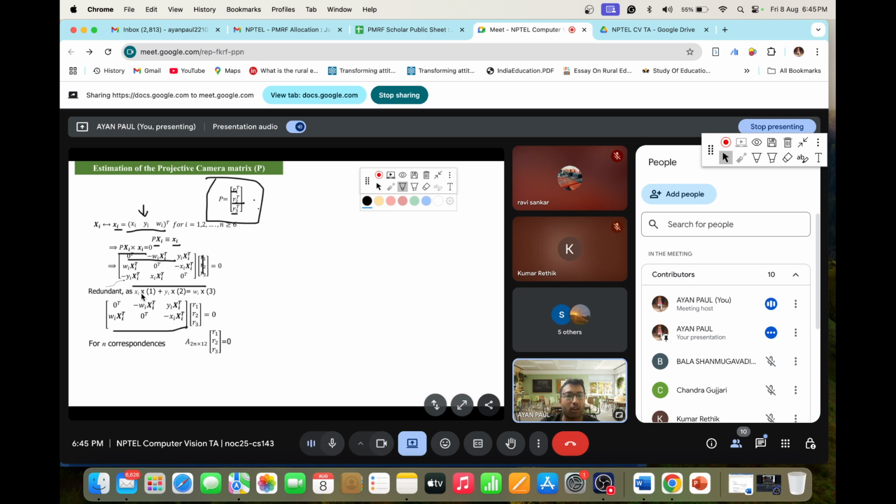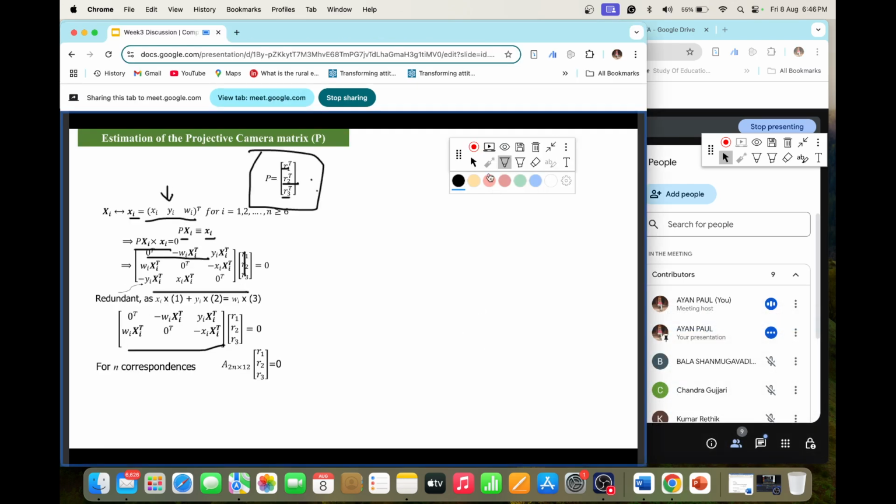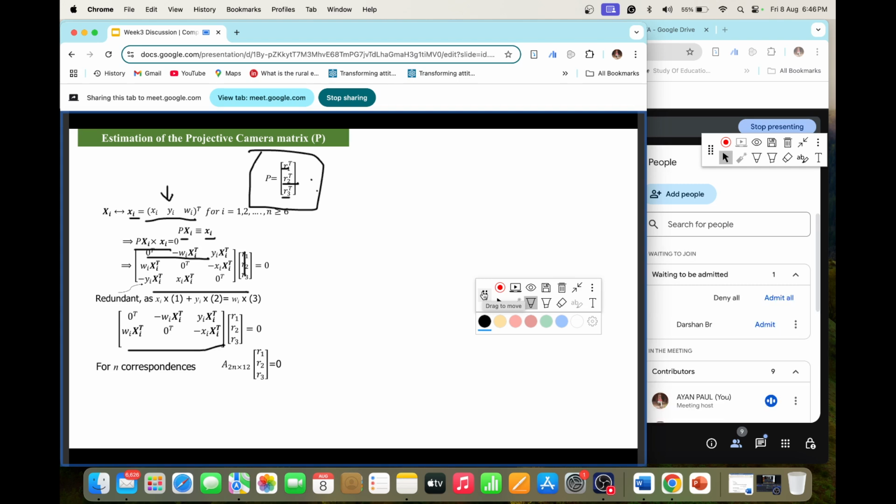So is it clear to all of you? Clear, right? Okay, nice. So this is the theory regarding the estimation of the projective camera matrix. 11 DOF means 11 parameters, 11 equations. For getting 11 equations we require 6 points, because each point will give us 2 equations according to this matrix. Okay, so that is the theory behind it.